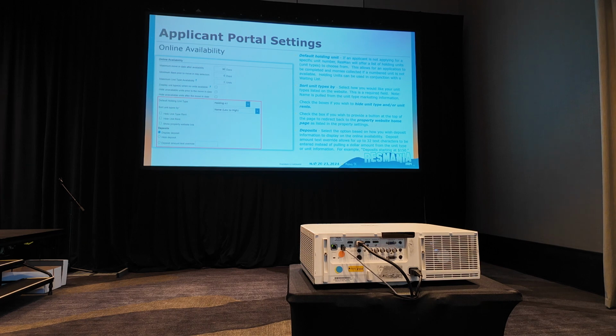The second checkbox is to hide the unit rent. So when they click into a specific unit number, it will show that rent. You can hide that rent. So either unit type or unit rent, either one.